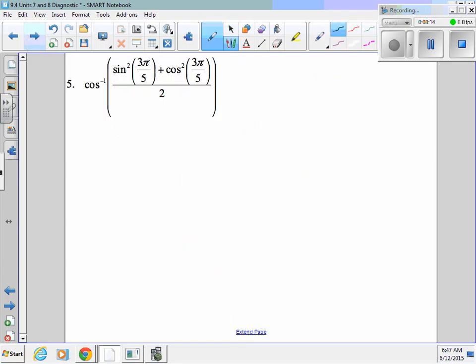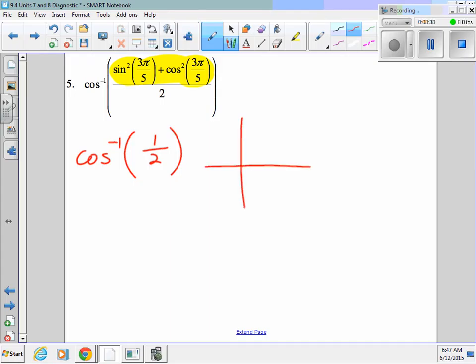So I have cos inverse of this. We have sine squared of 3 pi over 5 plus cosine squared of 3 pi over 5. You need to recognize this. Sine squared of an angle plus cosine squared of the same angle is always 1. That's called the Pythagorean identity. So this is cos inverse of a half. And cos inverse of a half, we're in the first quadrant. Cosine is a half, so I have 1, 2, radical 3. And that angle would be 60 degrees, which is pi over 3.